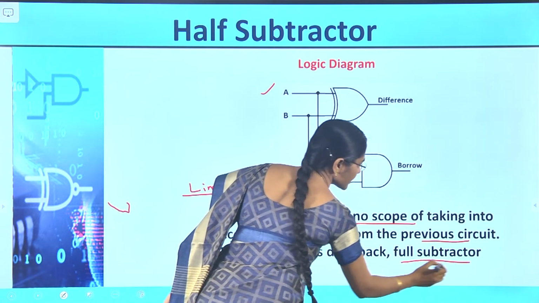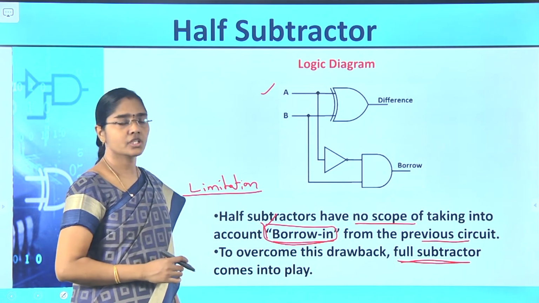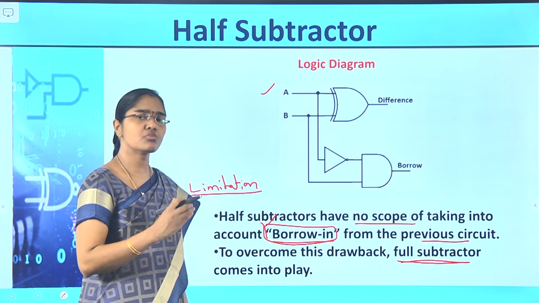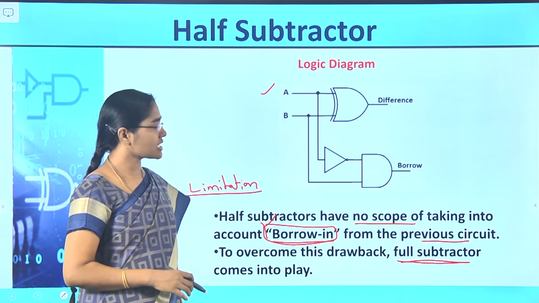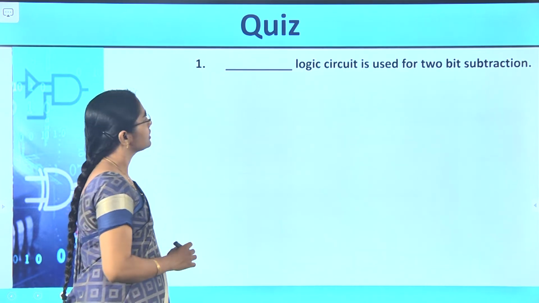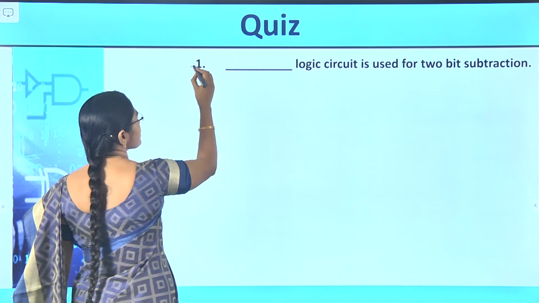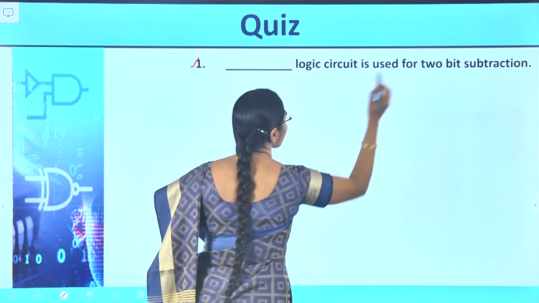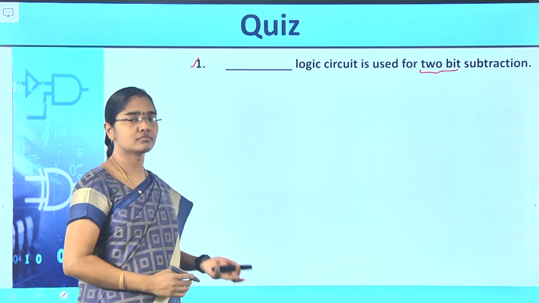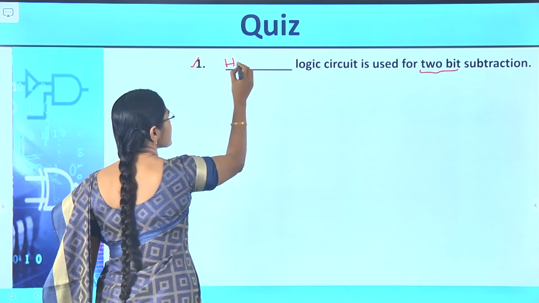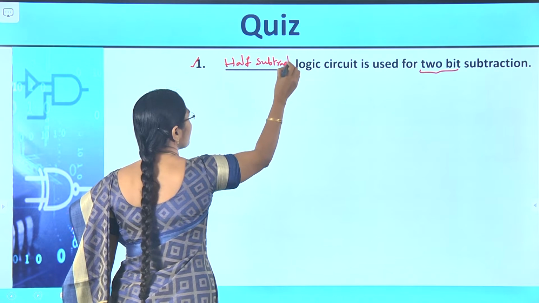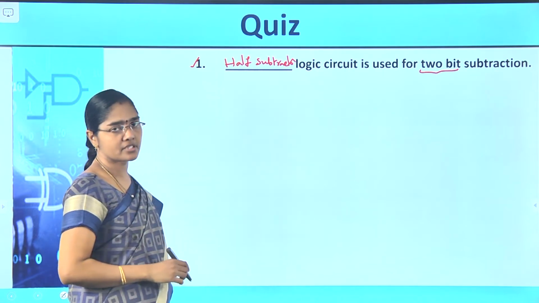So, let us start the design of full subtractor. Before going to see the full subtractor design, let's have a small quiz on the half subtractor for checking our understanding levels. See the first question. Dash is the logic circuit used for 2-bit subtraction. That is obviously our half subtractor. As we have seen till now, the half subtractor is a combinational circuit which subtracts 2 single bits.